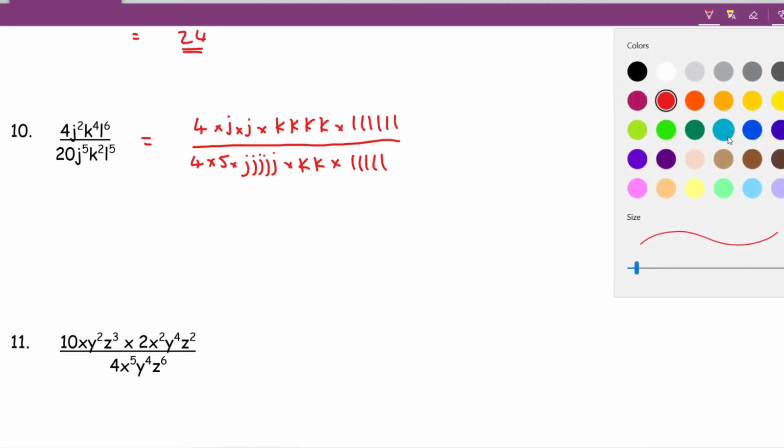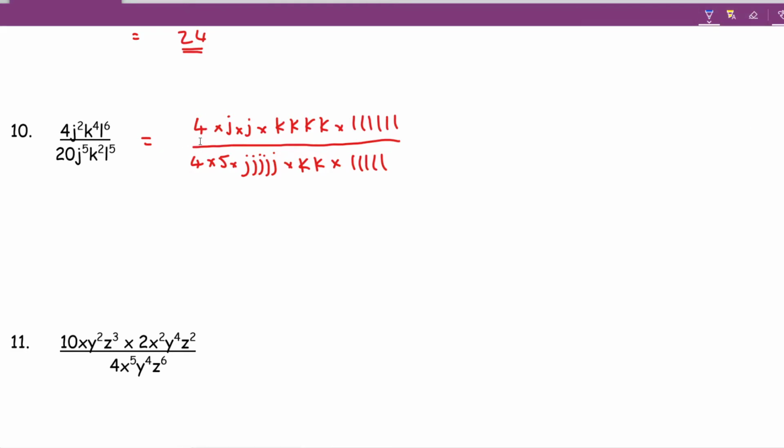Okay, so let's use a different color there so we can see the cancelling. The 4's will cancel, so 4 divided by 4 is just 1. The j's will cancel, 1 there and another 1 here. The k's will cancel, 1 k there, another k there, and the l's are going to cancel, 1 from that one, 2, 3, 4, 5 l's cancel. So what you end up with at the top, when I cancel them, is 1. So 1 times 1 is just 1.